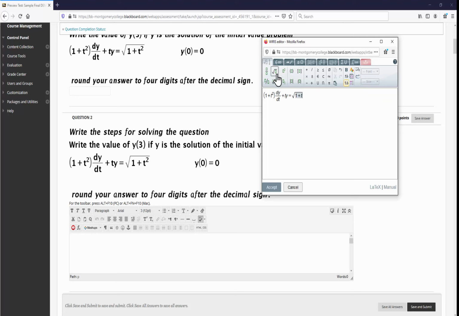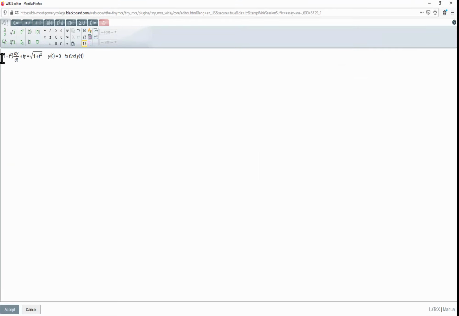Okay, so plus t square, and then we have y0 equals 0, and what we have to do is find y at 1, right? Okay, so this is what I'm going to work on. So I'm just going to embolden it. You don't have to do that in your work because you are not demonstrating it in a video.